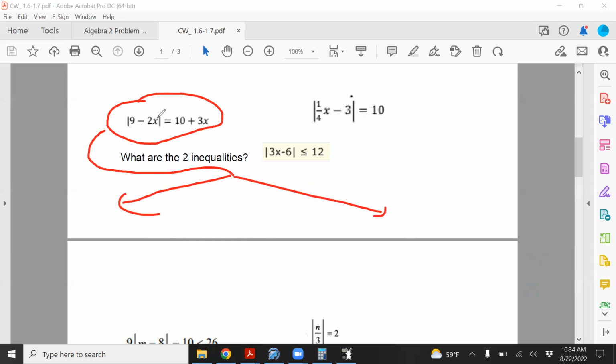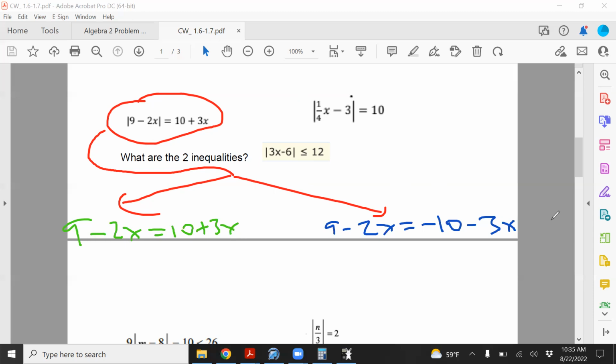Okay, we're going to do the same thing here. I'm going to do 9 minus 2x equals 10 plus 3x, or I'm going to do 9 minus 2x equals negative 10 minus 3x. Once you get into a habitual way of solving these problems, you just do it. I know this sounds bad because I want you to understand why we're doing things. But remember, we set this equal to 10 and negative 10 because it's the whole two values.